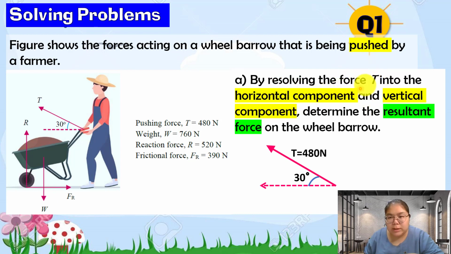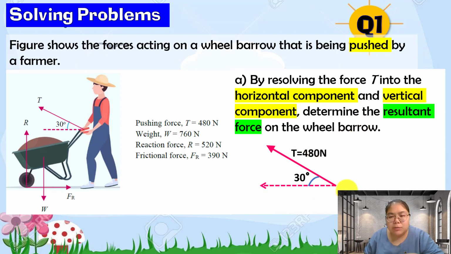From this question, you need to resolve the force T into the horizontal component and also the vertical component. Then after that, you need to determine the resultant force on the wheelbarrow. So when starting, we just resolve for T. Then finally, we need to solve for the whole wheelbarrow.